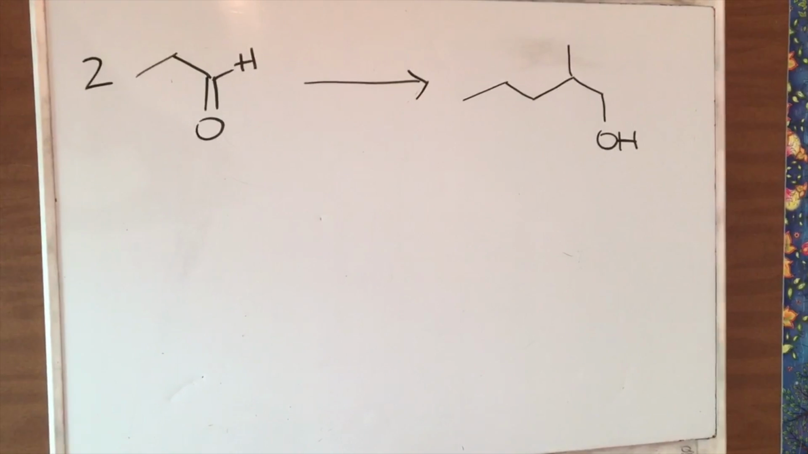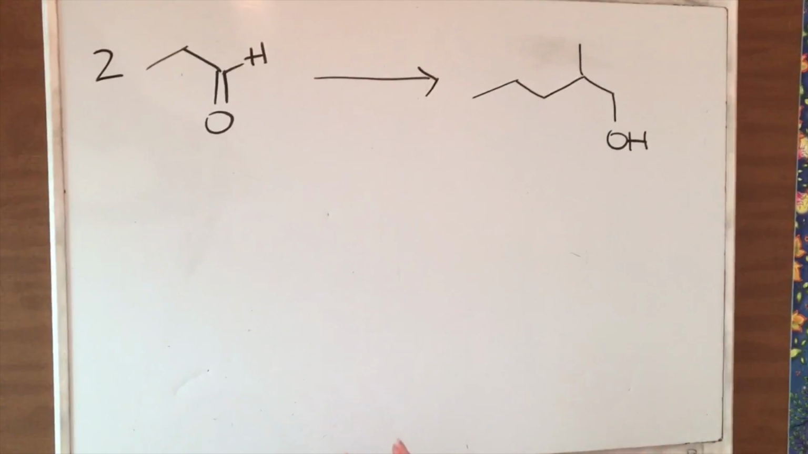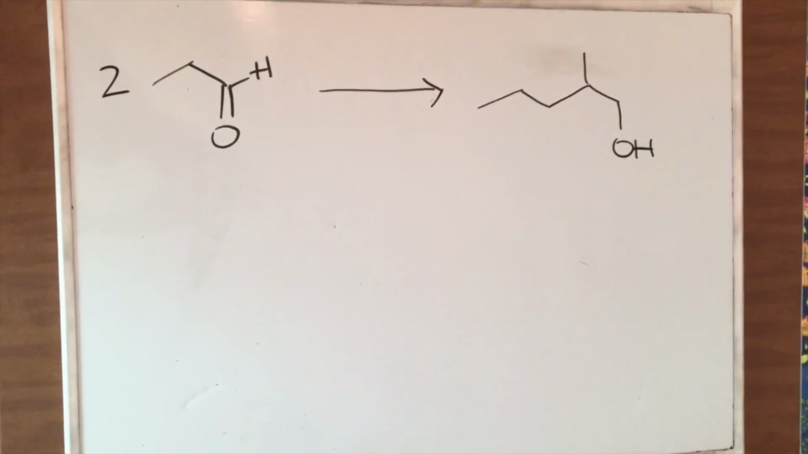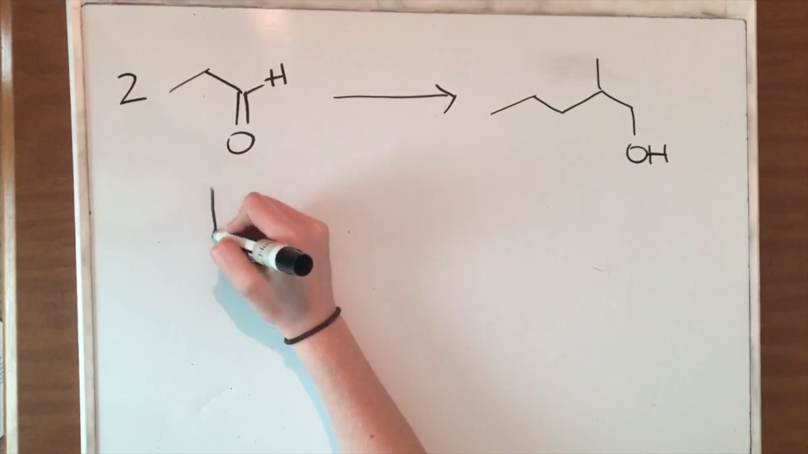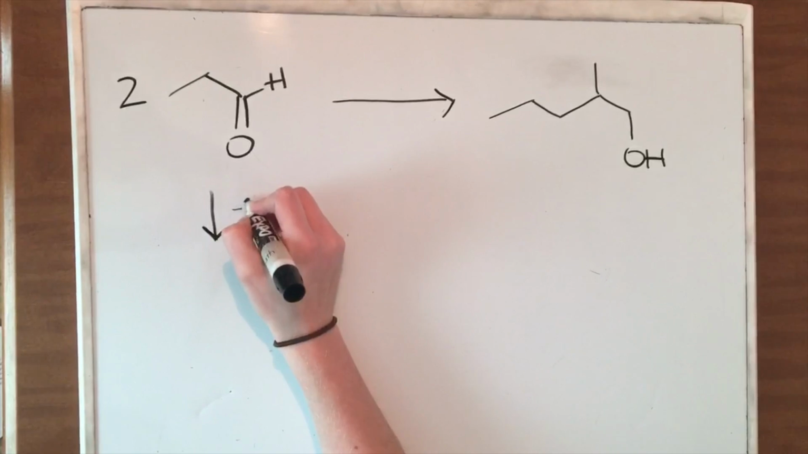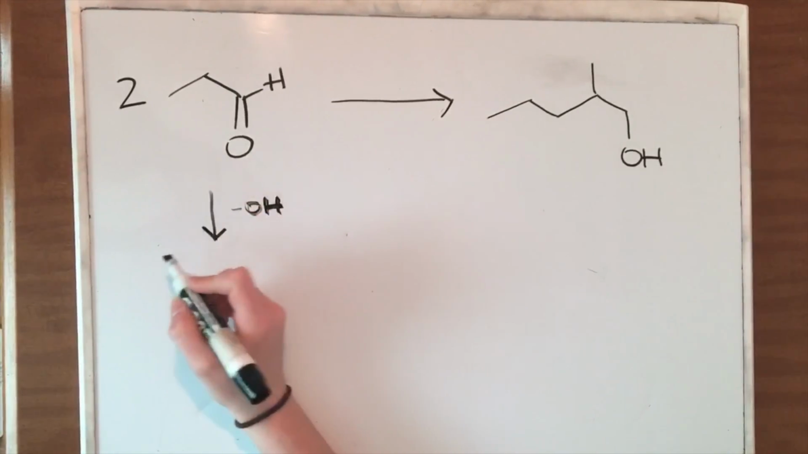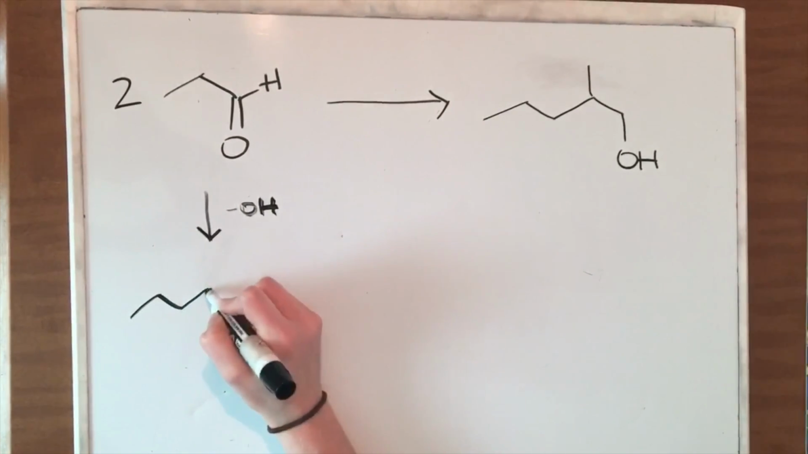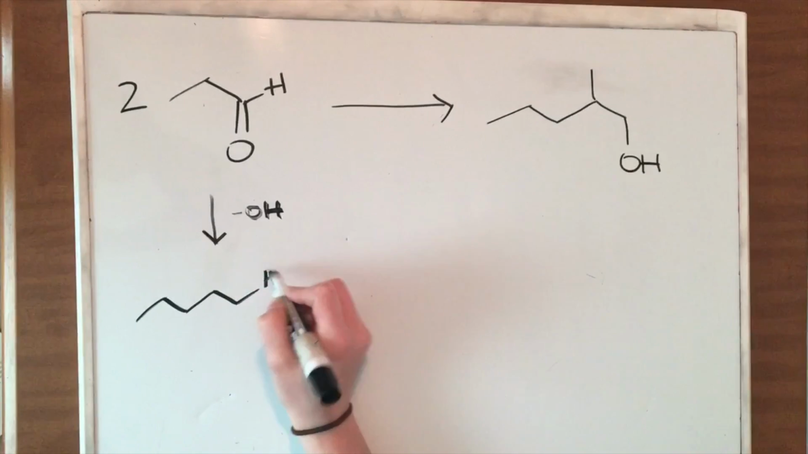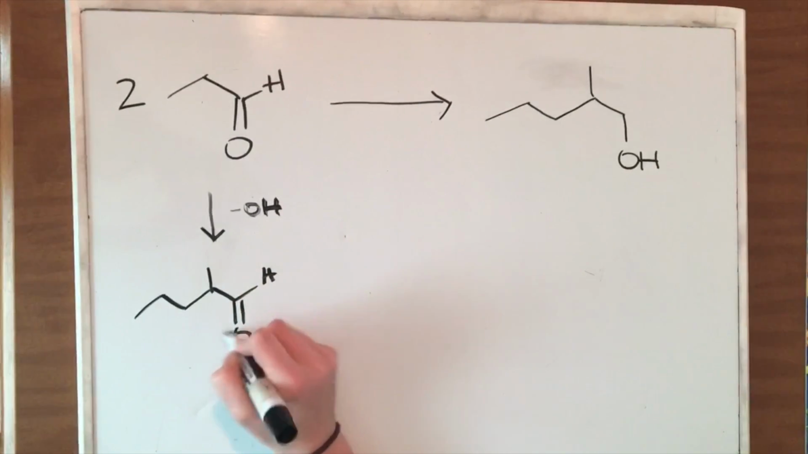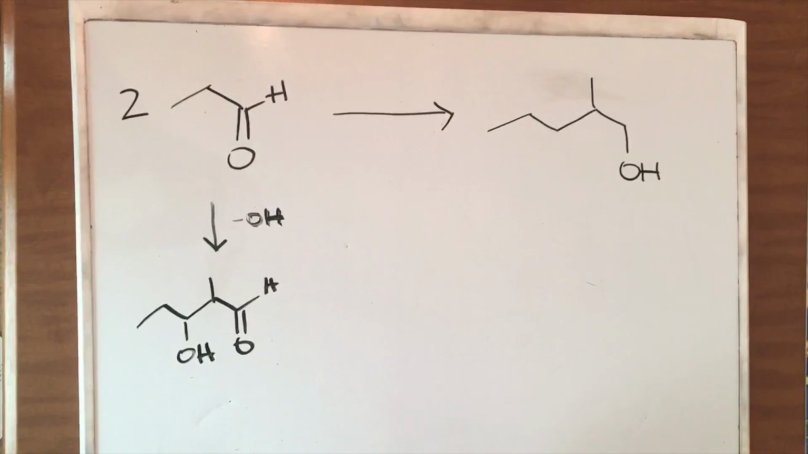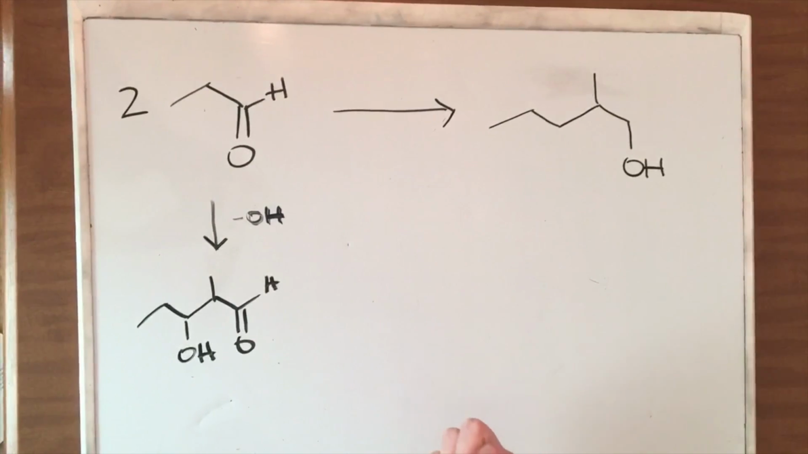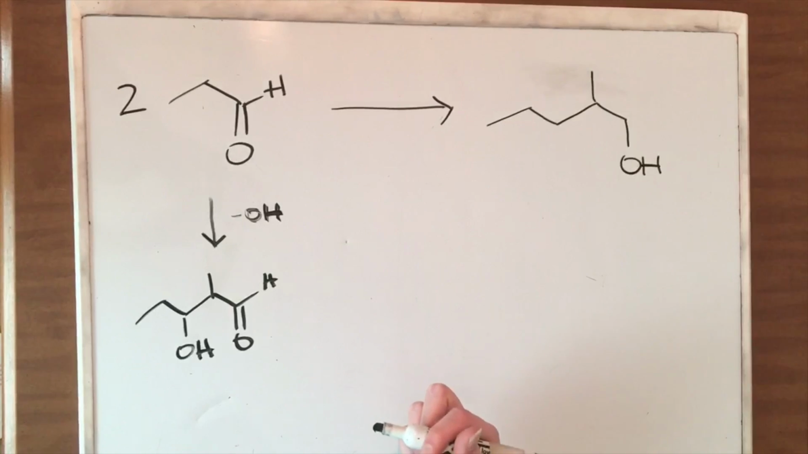In this synthesis problem, we are trying to go from an aldehyde to a saturated alcohol. We can do that by first putting in base with the aldehyde to make an aldol. And then we can add in either acid or a base to make an alpha beta unsaturated aldehyde.